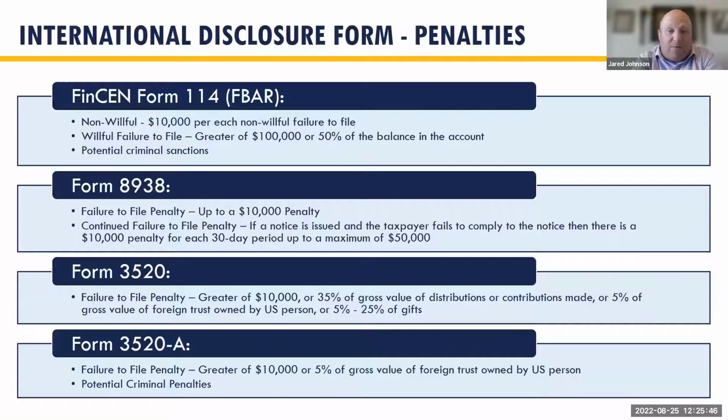Regarding the FBAR penalty, and specifically the $10,000 penalty, there is something in the news right now. There's a case, Bittner versus the U.S., where the Fifth Circuit Court determined that this $10,000 penalty would be assessed on a per account basis rather than on a per filing basis. And the U.S. Supreme Court has picked this decision up and is reviewing it.